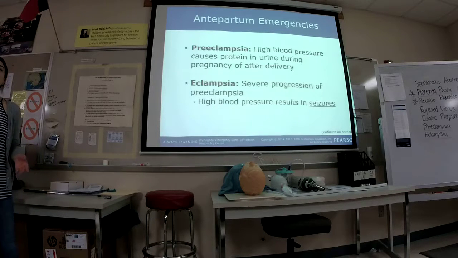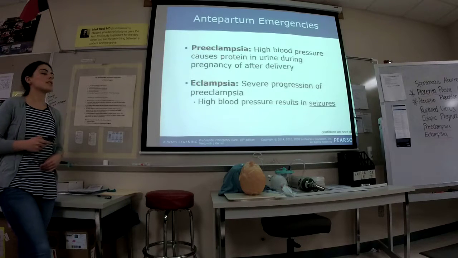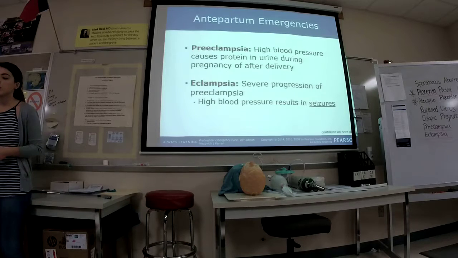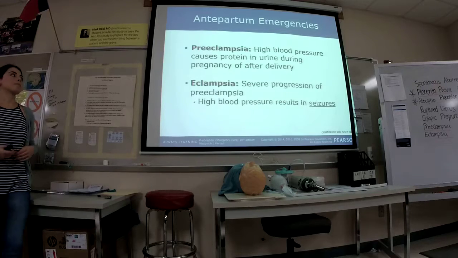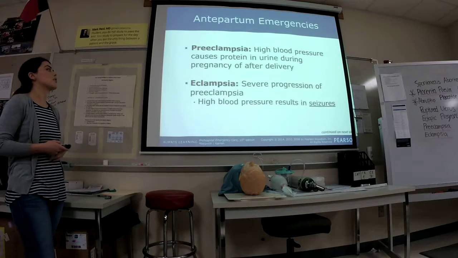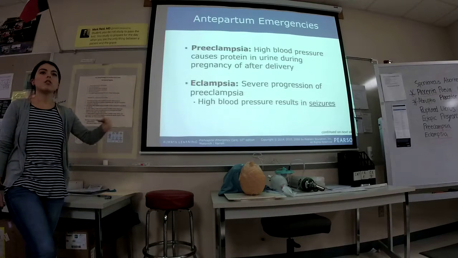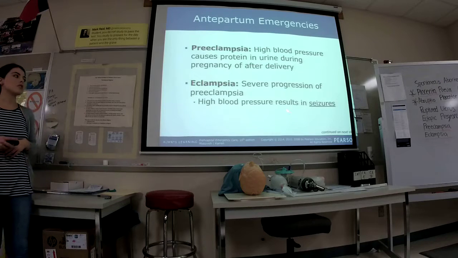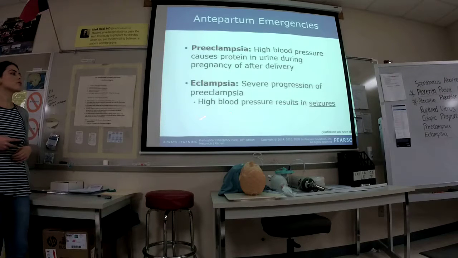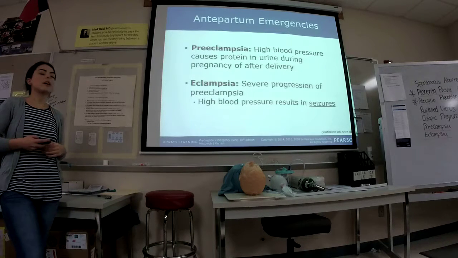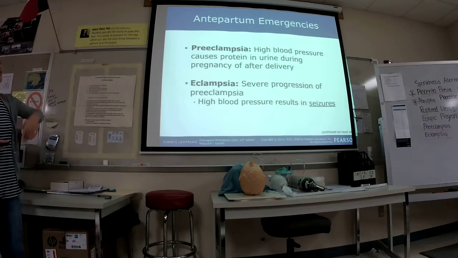The next one, they sound the same, but one of them is a more severe form of the other. Preeclampsia is when the mother is having high blood pressure, which causes an excess of protein in the urine after or during the delivery. A severe form of preeclampsia is eclampsia, and after the progression of the preeclampsia, you're going to see seizures in this stage. So preeclampsia, no seizures; eclampsia, seizures, the result of the high blood pressure. That's how I remember those: seizures, no seizures.